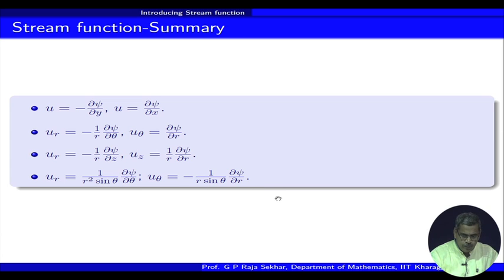In plane polar, this is the definition, in cylindrical, this is the definition, and in spherical, this is the definition. Okay. So, the natural question is, what is the advantage of introducing a stream function? If you are in arbitrary 3 dimensions, as of now we have to use only the primitive variables, that is velocity components and pressure. But if you are in 2D, maybe one can introduce an auxiliary variable, that is the stream function.